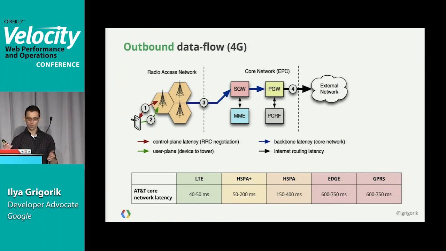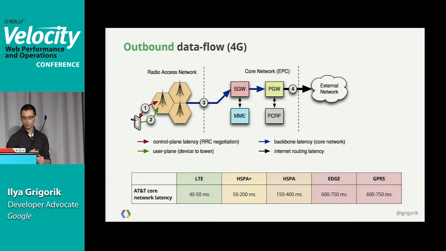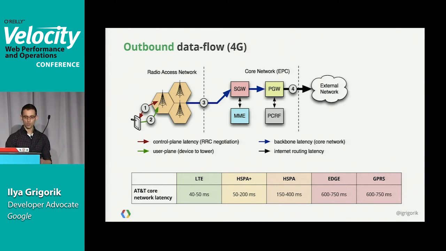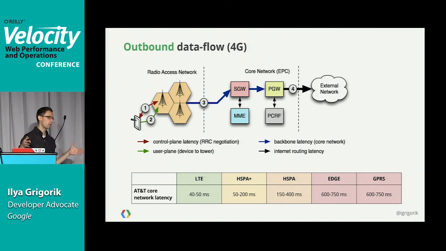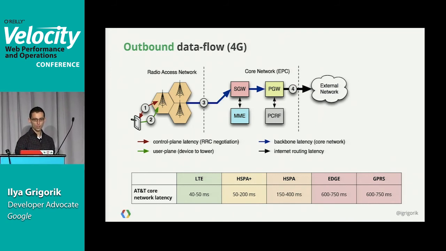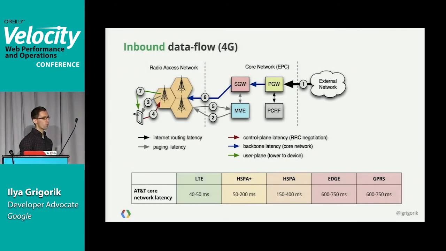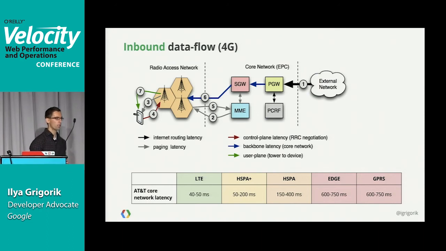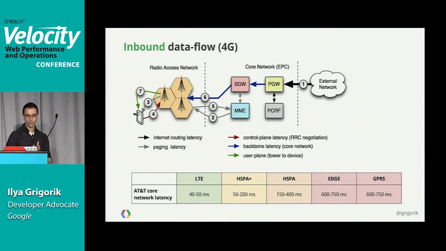The good news is, the numbers are pretty good for 4G networks, 40 to 50 milliseconds. But as you can see, as you move to the right towards earlier generation networks, this flow just within the core network can take several hundred milliseconds, right? And on edge networks, it gets quite bad. The picture is much more interesting and complicated, depending on where you want to be, for inbound data flow. So let's try this out.